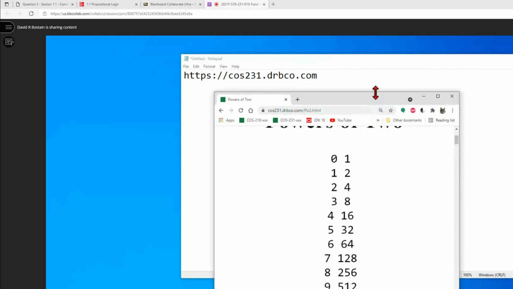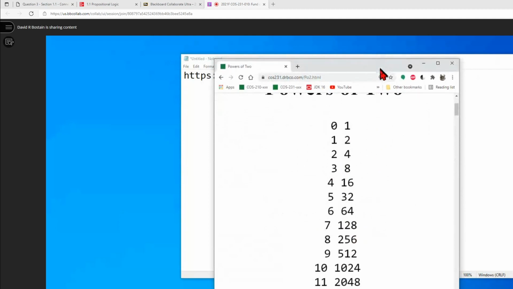What I need you to do, and this is a homework assignment, I need you to memorize your powers of 2 from the 0th power to the 16th power, which is 65,536.